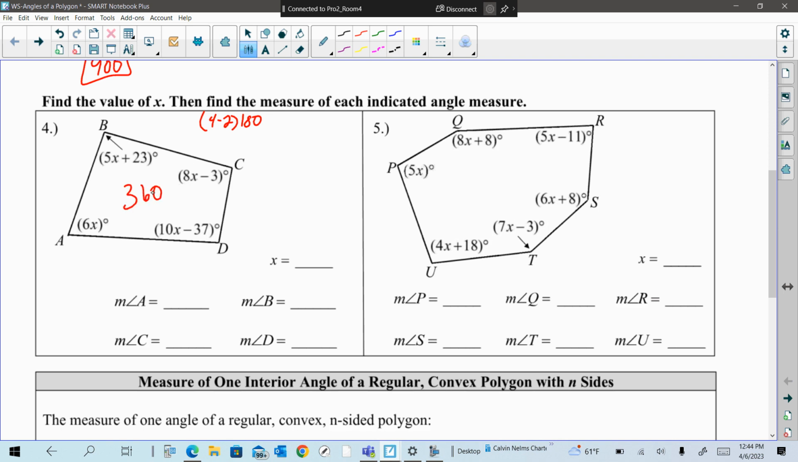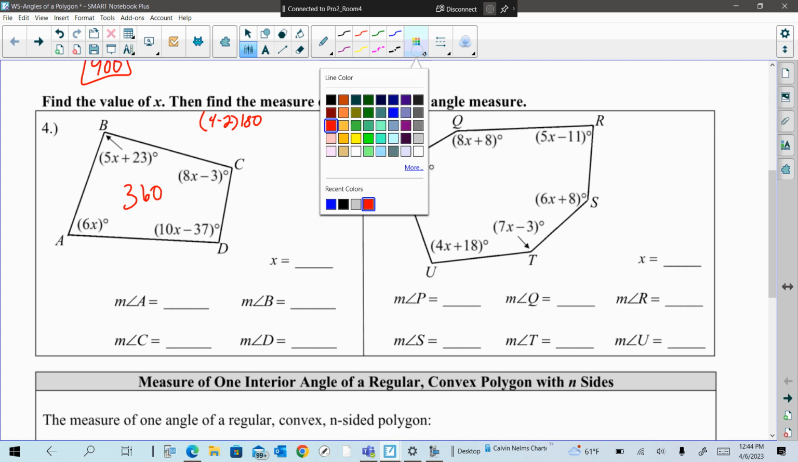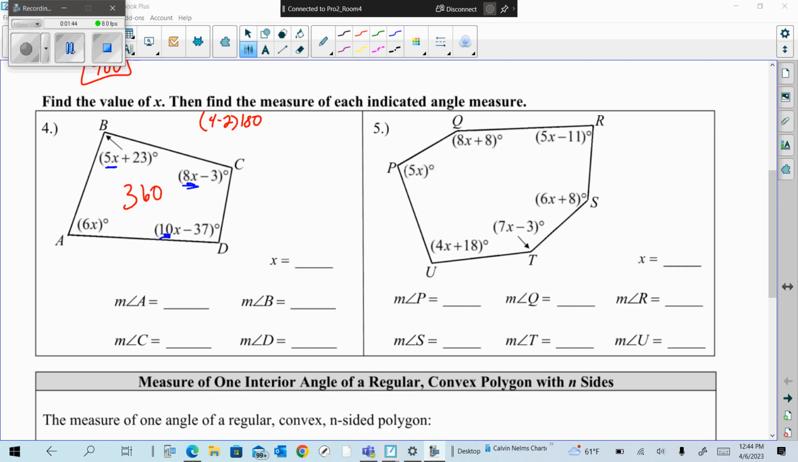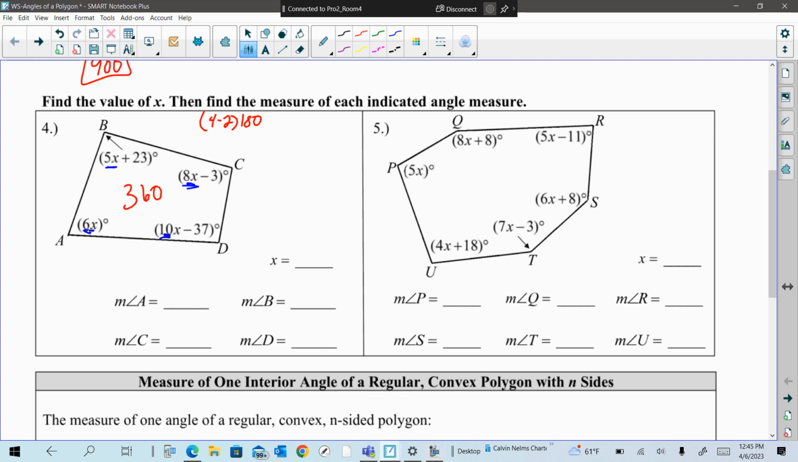Because we're finding x and then each angle, we're going to have to write an equation using 360. So if I add up all my x's, I have a 5x, an 18x, and a 10x, that's 23x. Add up that 6x right there. That gives me a total of 29 x's. Then we're going to add up our constants. We got 23 minus 3, that's 20, minus 37, that's minus 17. That equals our 360, our sum.